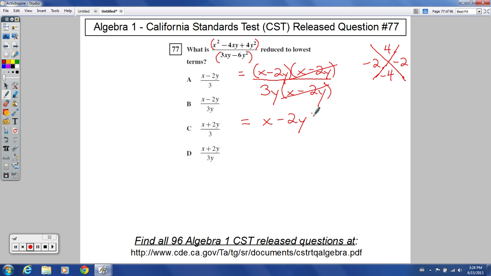Think of that as an entire factor all together getting divided by 3y. So we can't reduce this part because it's both x over 3y and negative 2y over 3y. It's the whole thing divided by 3y. Therefore, it looks like this is our final answer, at least in the way it's written over here. This matches up with choice B for number 77.